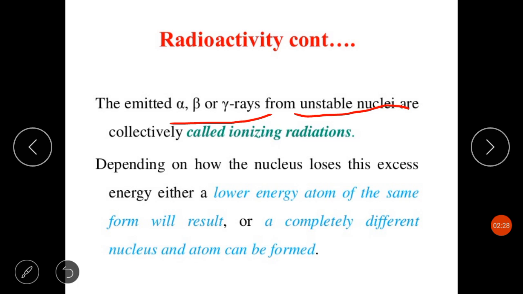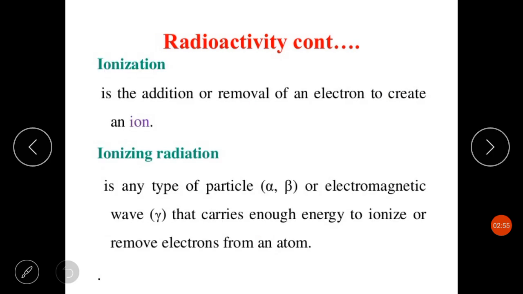These alpha, beta and gamma rays are collectively called ionizing radiations. Why? Because they carry enough energy to ionize or remove electrons from an atom. What is ionization? As we know, ionization is the addition or removal of an electron to create an ion. So alpha, beta and gamma carry enough energy to ionize atoms.